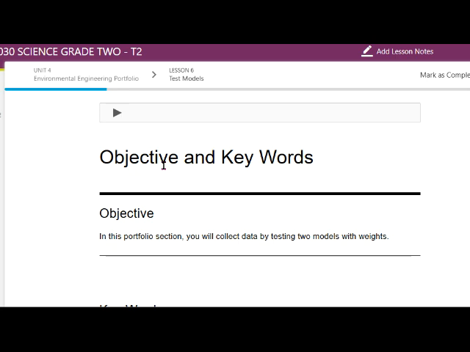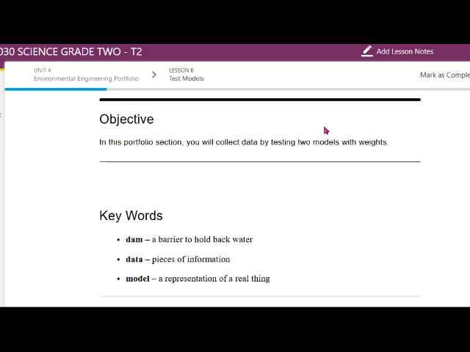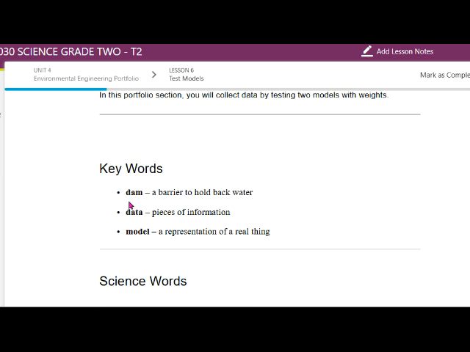Objective. In this portfolio section, you will collect data by testing two models with weights. A dam is a barrier to hold back water. Data are pieces of information, and a model is a representation of a real thing. So before we test, let me show you my examples of my models.